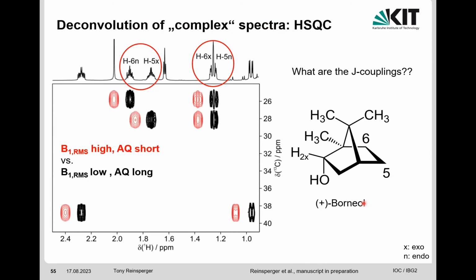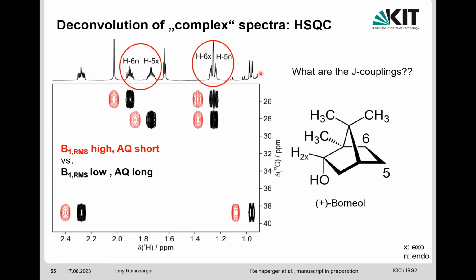Why might it be useful to have this low power decoupling? Of course, it's better for the probe. Of course, it's better for the spectrometer. It's just more stable when you do not apply that much RF energy in the system. 4.4 kilohertz versus 2 kilohertz, that's a factor 2.2, and 2.2 squared is almost a factor of 5. So we have a factor of 5 less RF energy in the system when we apply this decoupling sequence, which is quite significant.